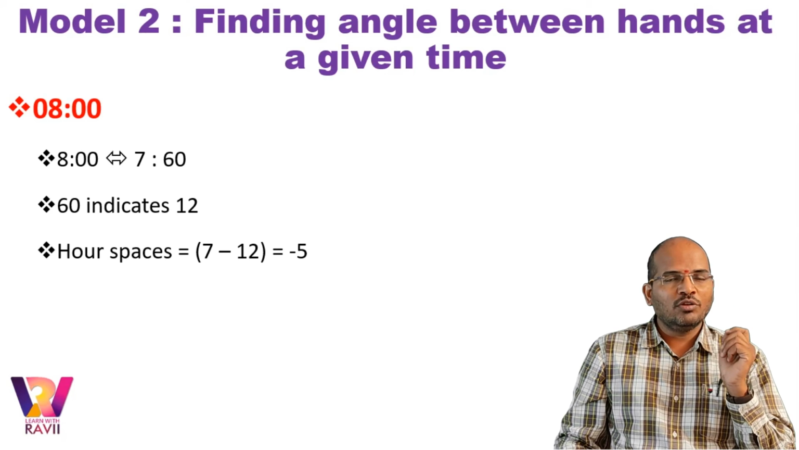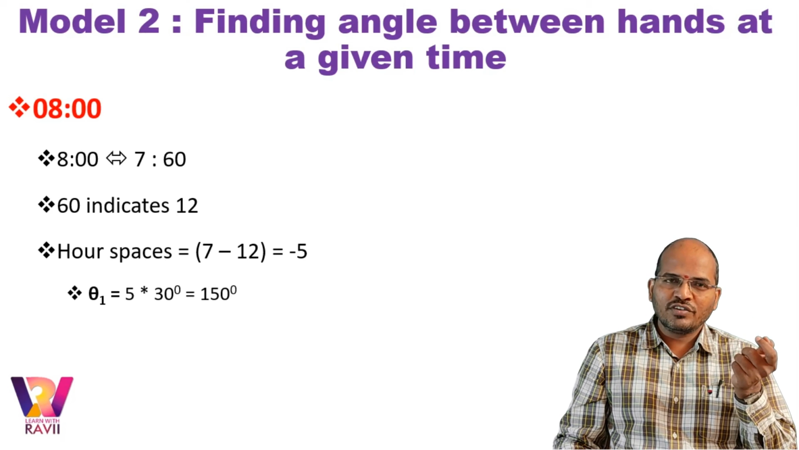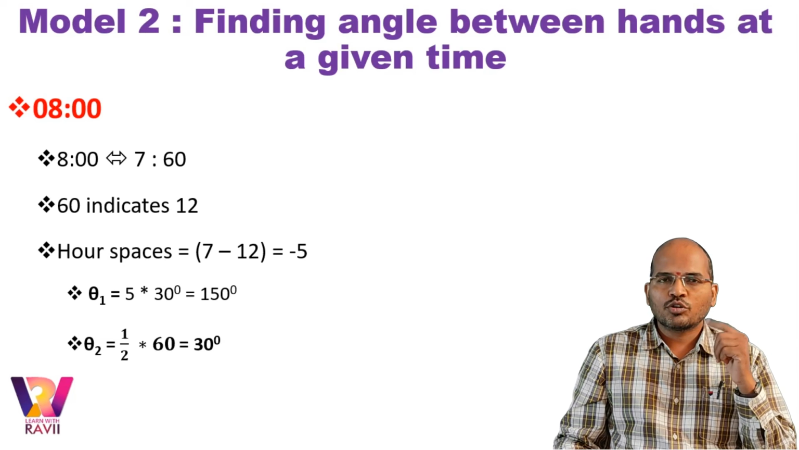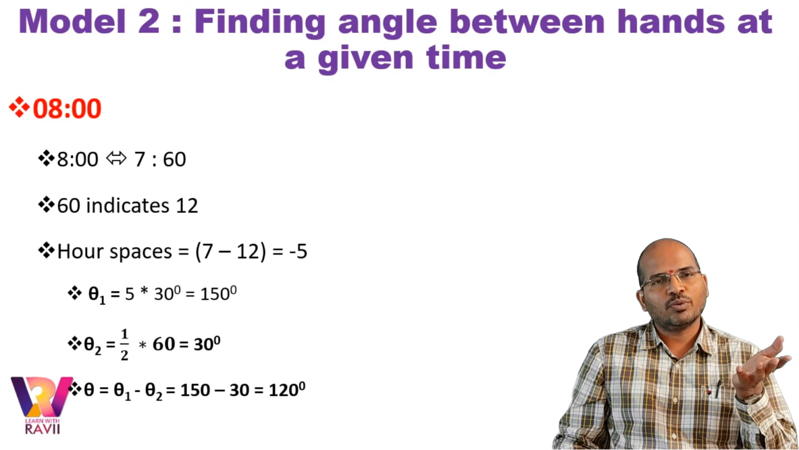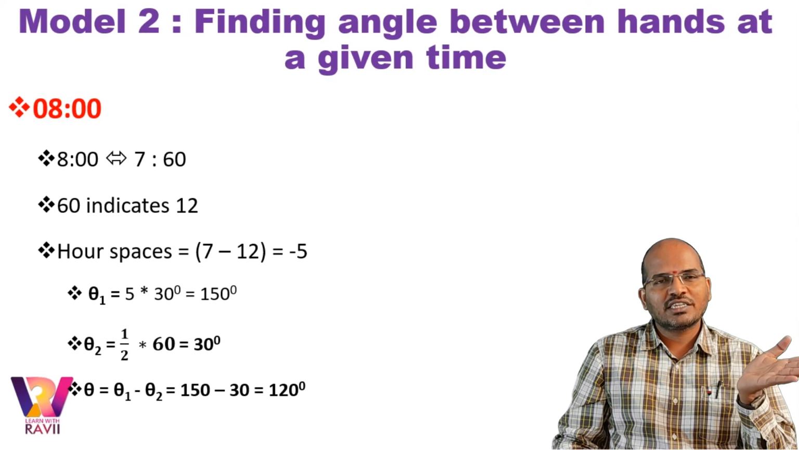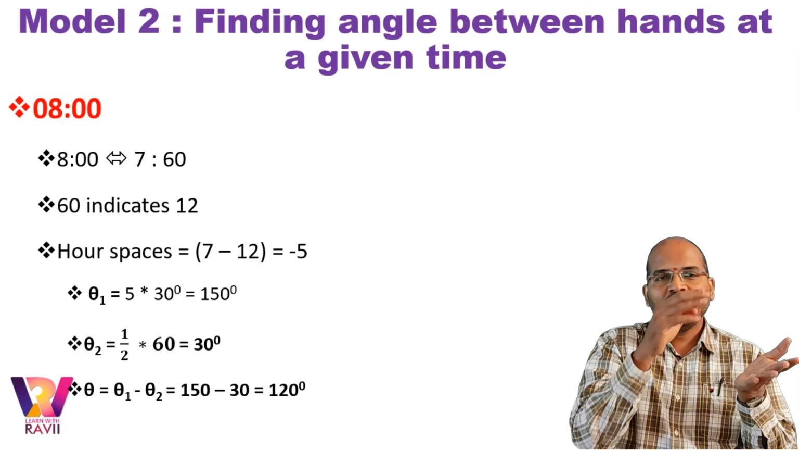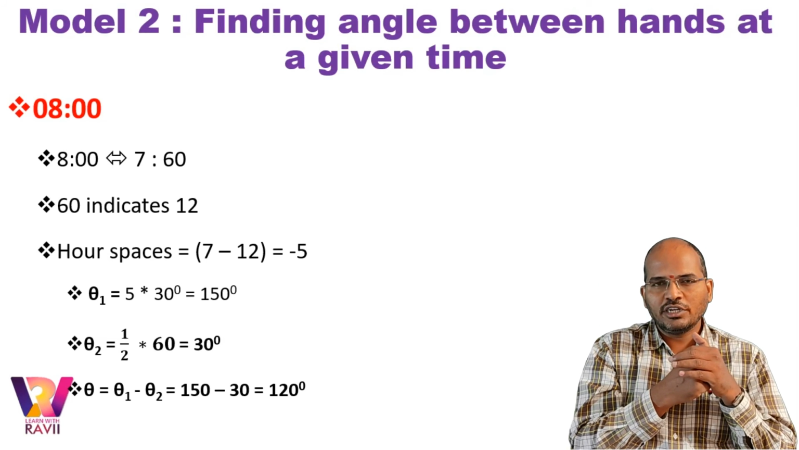We got a negative value. As you got a negative value, what do you do now? We find theta 1 first, theta 2 next. Now should we add or subtract? We subtract. Why do we subtract? Because we got a negative 5. That is 120. Now what is the reflex angle? 360 minus 120 is 240. Which is 8 spaces we got, right? 8:30 is 240. Isn't it or not?